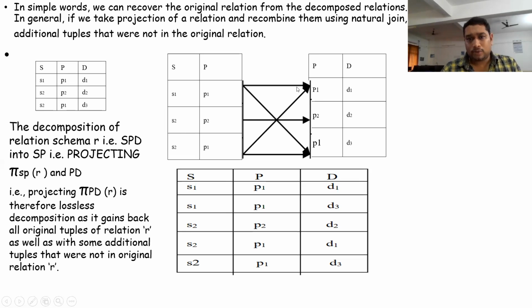So S1 P1 2 this row, S1 P1 2 this row. There is no S1 P1, no combination. So S1 P1 2, P1 this row, S1 P1 D1, S1 P1 D3. Next, S2 P2, the common attribute is P2, S2 P2 D2. Next, S2 P1 D1, this is the common attribute, S2 P1 D3. So that I have 3 attributes. I am combining by means of natural join. I will get only 2 additional rows separately.